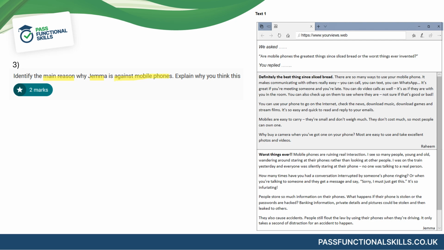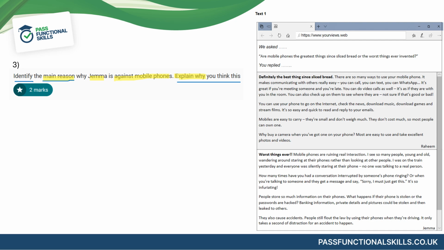Explain why you think this. Okay, so this is a 2-mark question and we've got this phrase, explain why you think this. So for 2 marks here, the first mark comes from identifying, so just giving the main reason why Gemma is against mobile phones. And we'll talk a bit about how we work out the main reason in a minute. Then our second mark comes from our explanation.